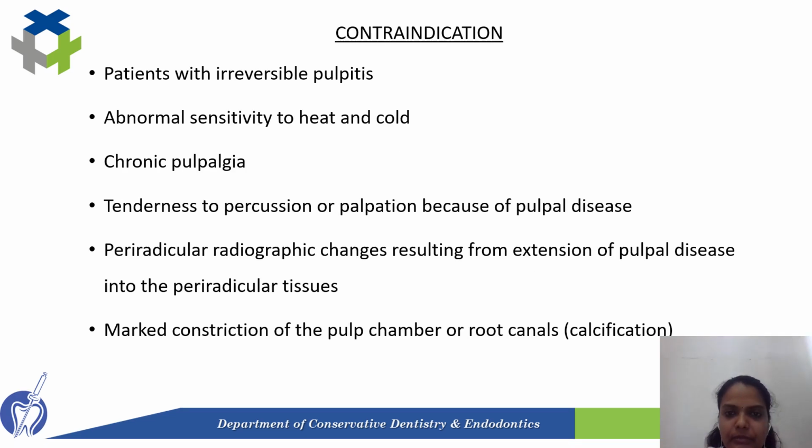Whereas it is contraindicated in reversible pulpitis, and when the patient responds abnormally to heat and cold tests, and if the pain has been for a very long time, it is a chronic pulpalgia case, and there is tenderness on percussion or any periapical changes, and when there is canal constriction or calcification, or if the pulp chamber has receded from the normal level.